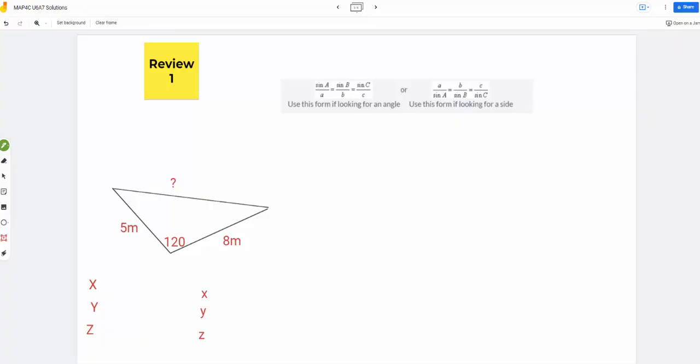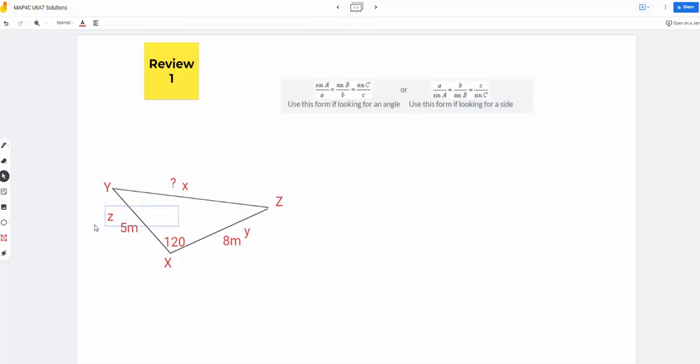Okay, so let's try one of these. Review number 1 here. And I'm going to go ahead and label it. It doesn't really matter which way I label it. I'm going to call it x, y, and z. I wasn't told that x had to be 120 degrees, so I'll put them in any order I want. Now that I've got the angles, I know that if that's big X, then little x has to be over here. If big Y is there, then little y has to be opposite it. And if big Z is over there, then little z has to be opposite it.